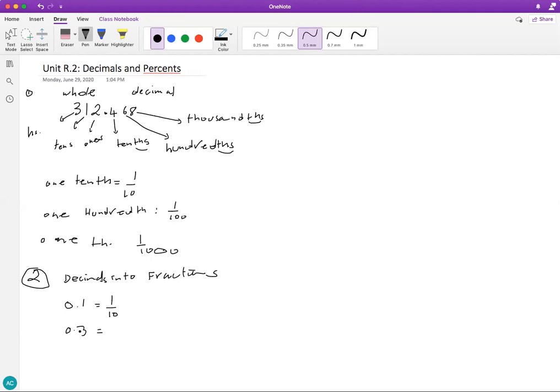3 tenths. 3/10, that's right. We have the tenths here, we have 3 here. So we're going to say 3/10 as a fraction, that would be 3 out of 10. That's how simple it is to turn a decimal into a fraction.